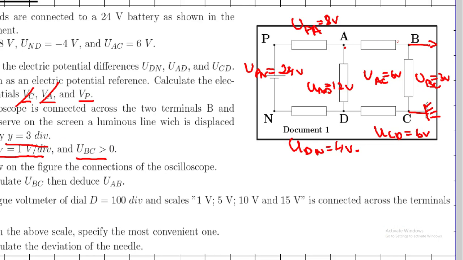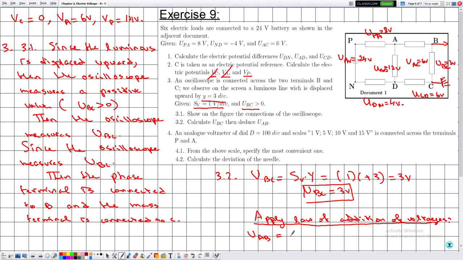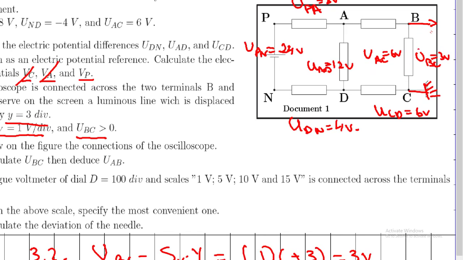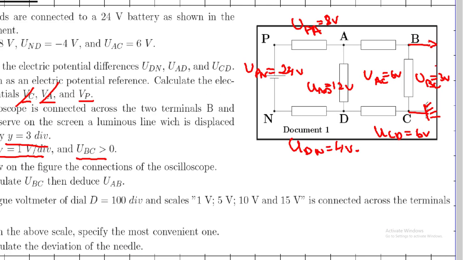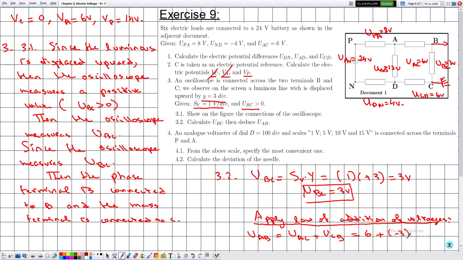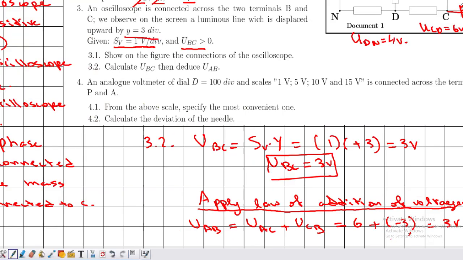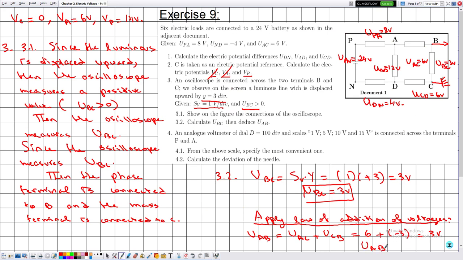And from A, we can go directly to C, and from C back to B, because in this case we know the voltage UBC. UAB equals UAC plus UCB. The value of UAC is 6. Now the value of UCB: here we have UBC equal to 3, so UCB is equal to minus 3. Plugging this on the calculator, UAB is equal to 3 volts, because 6 and minus 3 are expressed in volts. So let me label here that UAB is equal to 3 volts.